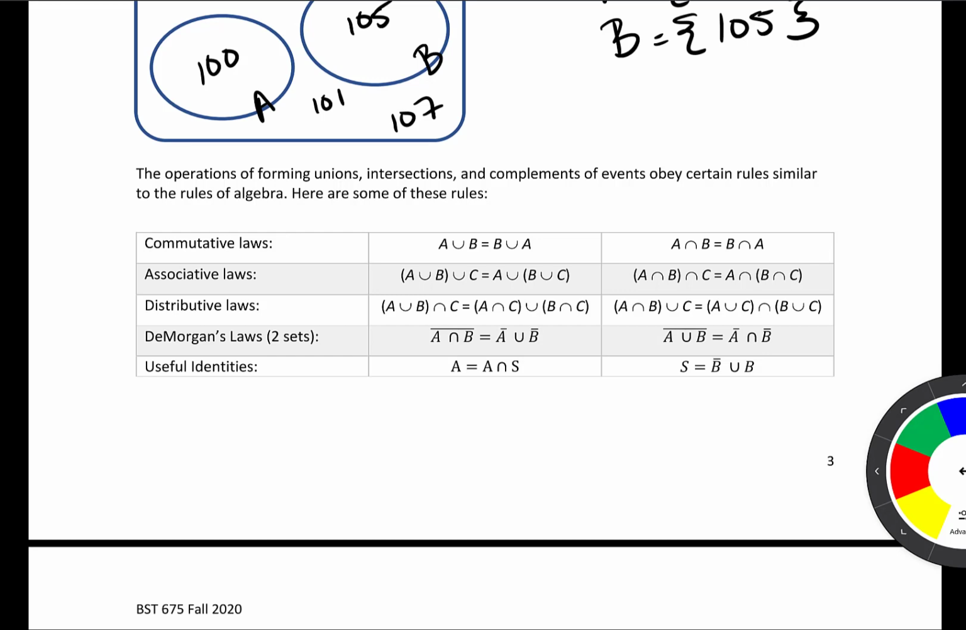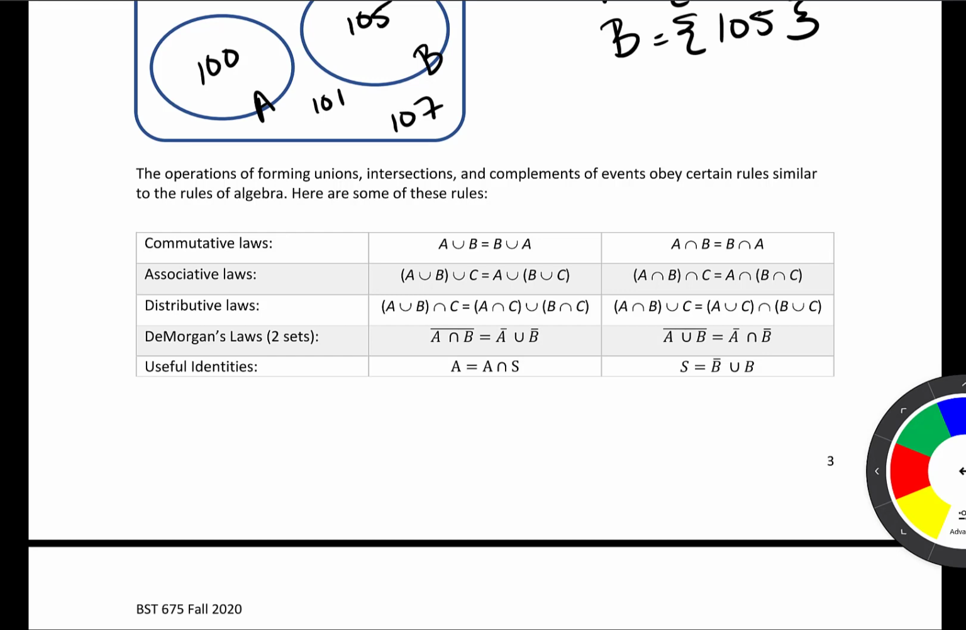You can think of these as being very similar to multiplication laws or division laws, addition laws. It's just that these are for sets. So just for example, looking at some of these, notice that A union B is equal to B union A. Well, this makes sense because if A union B is all of the elements that are in A or B, well, that's going to be the same as all the elements that are in B or A. It doesn't really make a difference if we switch those.